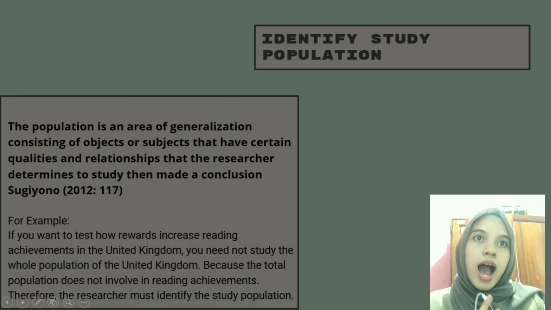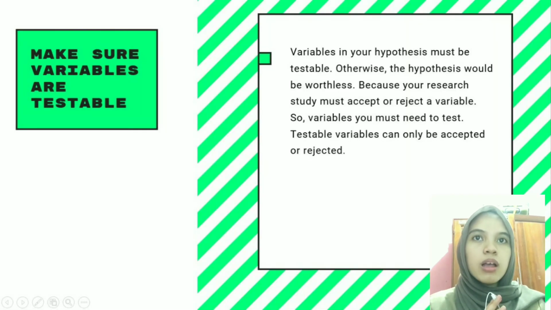And then identify study population. The population is an area of generalization consisting of objects or subjects that have certain qualities and relationships that the researcher determines to study, then make conclusions, and then make sure variables are testable.